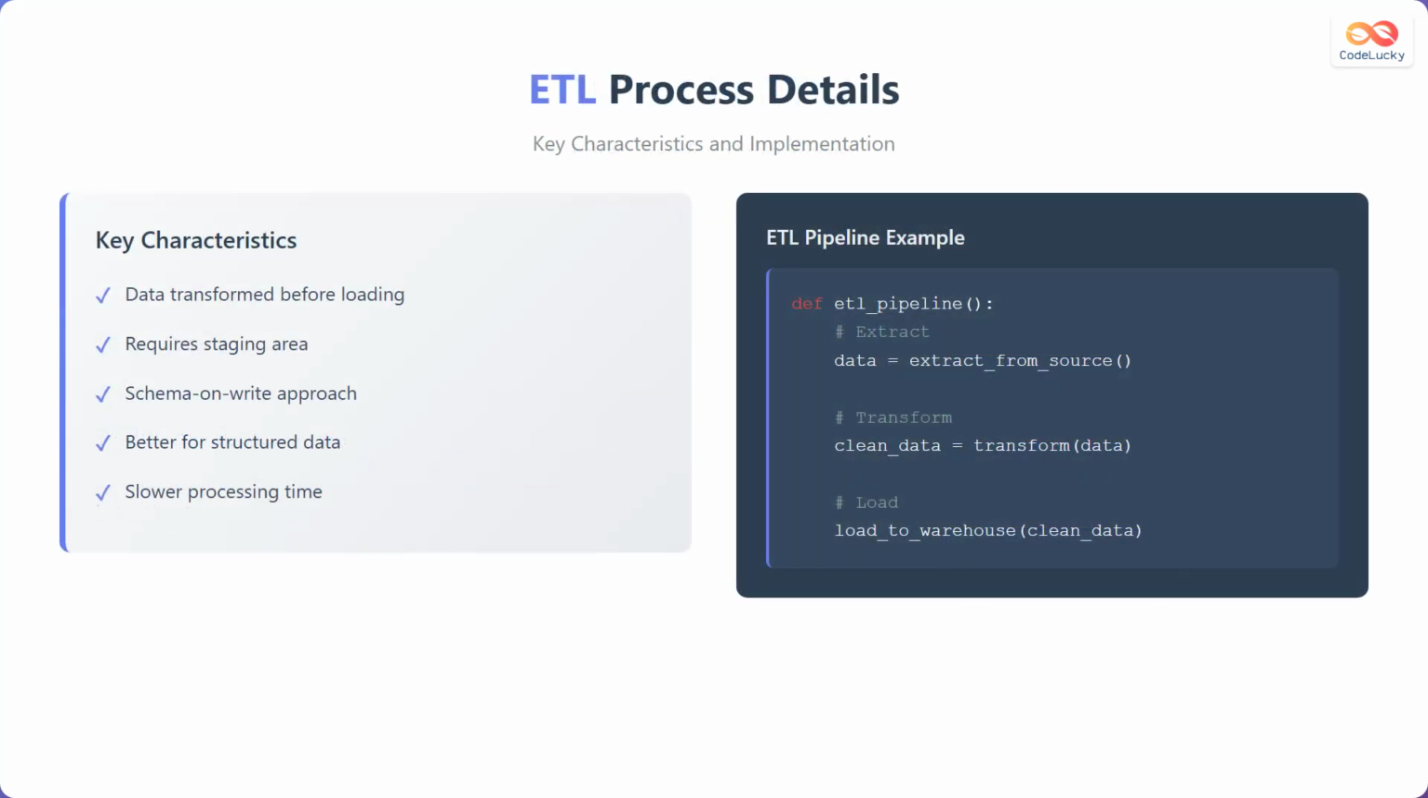Let's delve deeper into the ETL process. Key characteristics of ETL include data being transformed before loading, the requirement of a staging area, and adhering to a schema-on-write approach. This method is better suited for structured data and often results in slower processing times. The code example shows a simple ETL pipeline function with extract, transform, and load steps.